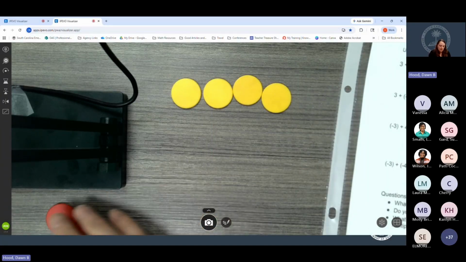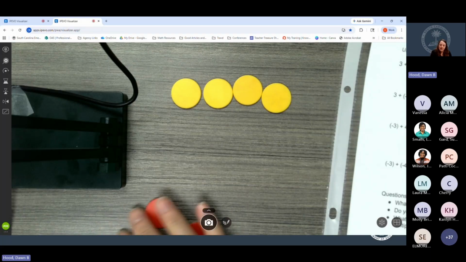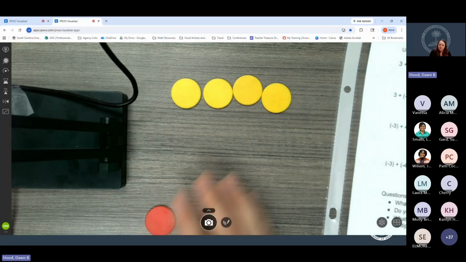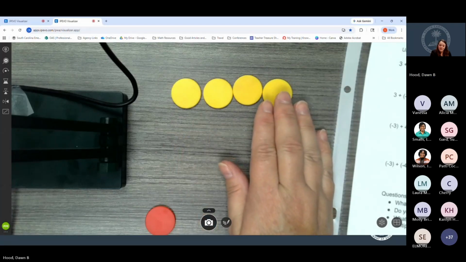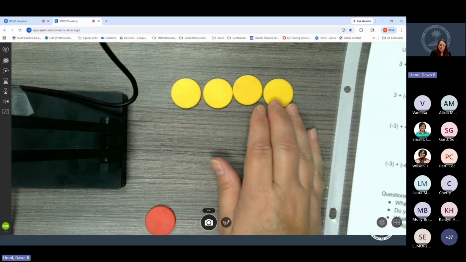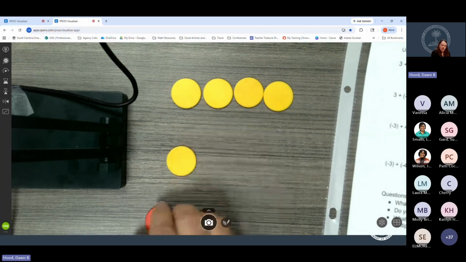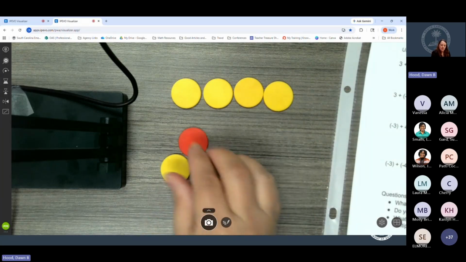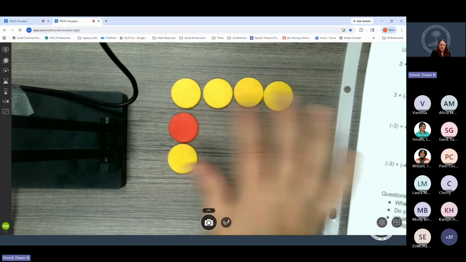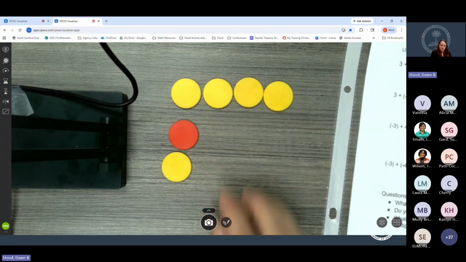Okay. So they've got 4 positives and they want to take away 3 negatives. And you're going to tell them, I don't have 3 negatives to take away. So how can I do that without changing 4? This is where your discussions with your 0 pairs is going to come into play. And they're going to have to see that, okay, if I put up a 0 pair, I've not changed this number at all. It's still 4 plus 0. So I still have 4.